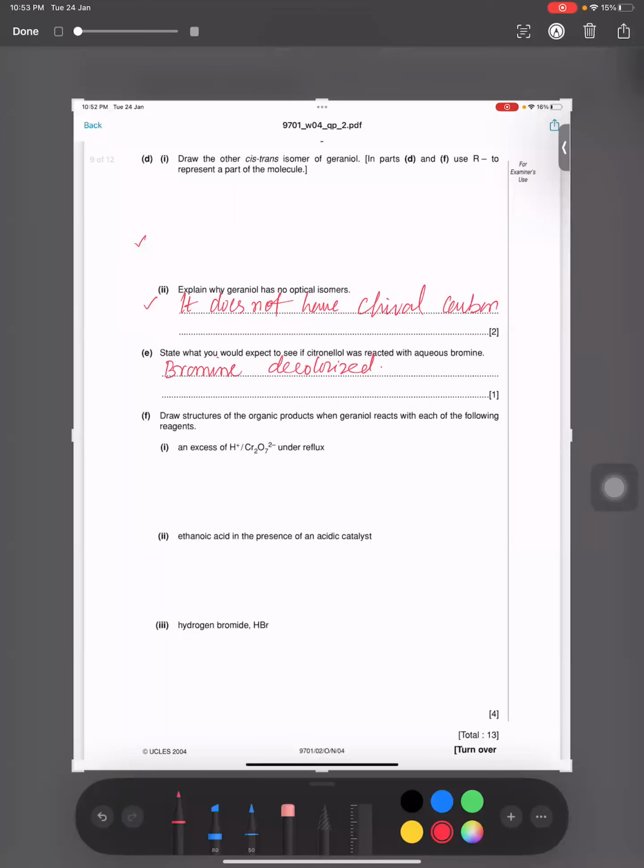Then we have different structures over here, and they are saying that if it is added to acidified potassium dichromate under heat and reflux, what should happen? And we know that potassium dichromate is an oxidizing agent, so whenever you use this along with acidified conditions, we're going to convert alcohol into aldehyde, then aldehyde into carboxylic acid, and over here we are using excess, so definitely carboxylic acid is going to be formed, right?